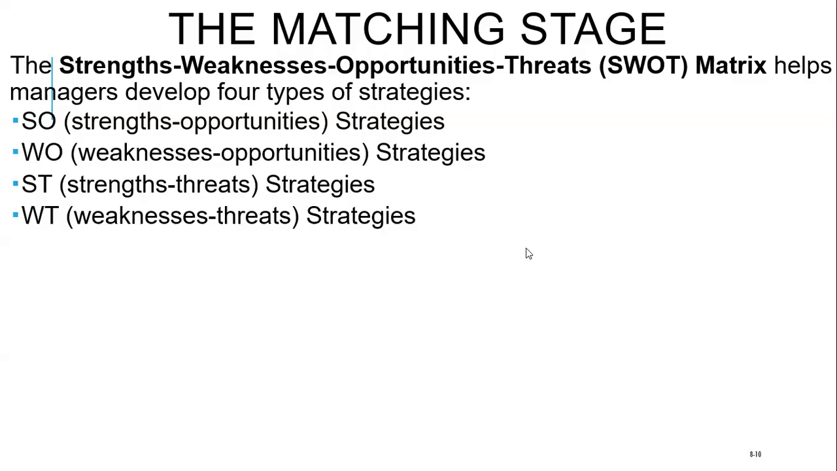So the first one, which is the SO strategies, normally has an objective to use the internal strength of the organization to take advantage of external opportunities. And this may find expression in a situation where the company is trying to leverage its brand or reputation. When a company decides to leverage its brand or reputation as a strategy to have an edge over rivals, then that would be a typical example of an SO strategy.